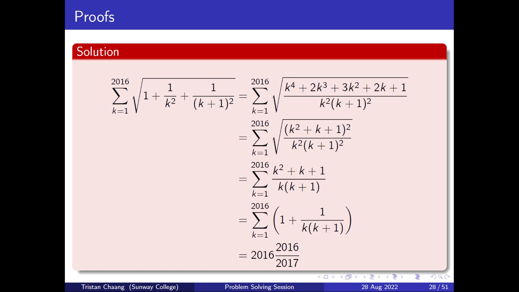So it's k squared plus k plus 1 over k times k plus 1, which I can simplify to the second to last expression. But the second to last expression is quite a familiar problem, right? 1 over k times k plus 1. So the 1 gives you the 2016. The other term gives you a sum of 2016 over 2017. Is that okay? So use generalized things. Generalize things into nice expressions.